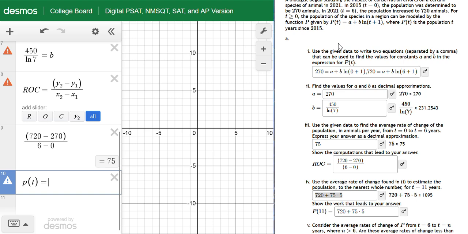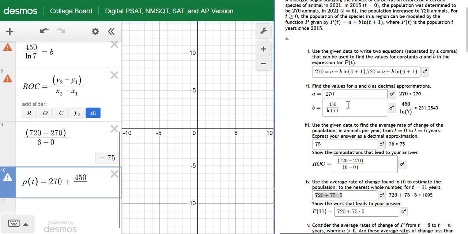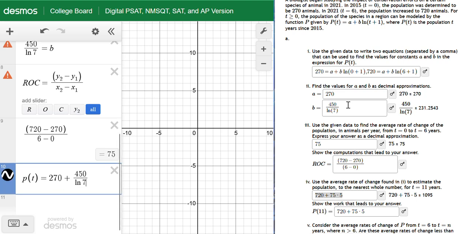And I have my a value, again, which I found to be 270, plus my b value, which I found to be this calculation of 450 over the natural log of 7, times ln of x plus 1. And remember, we do have to change these, go back to this, in terms of x. The input needs to be x. So here is my graph.